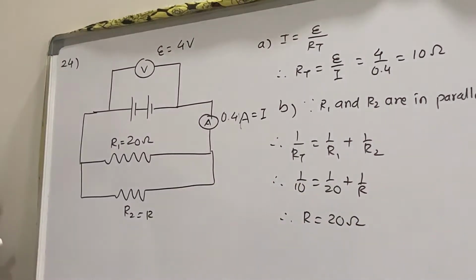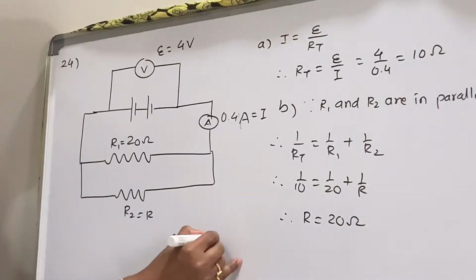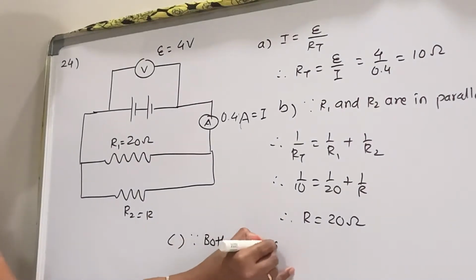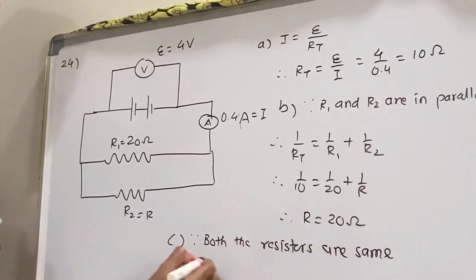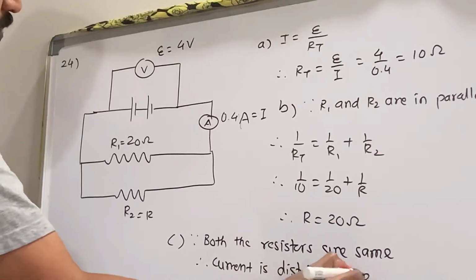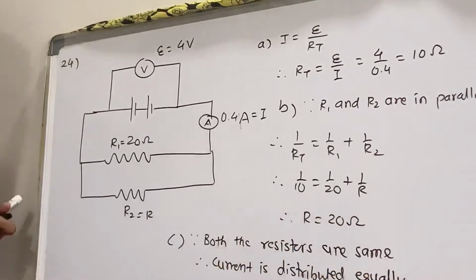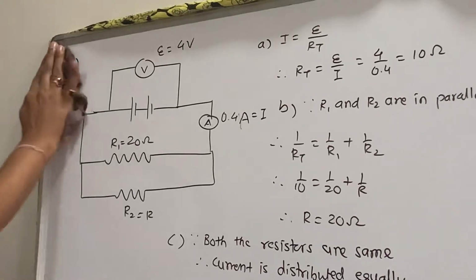Now what they want here is the current through R. So in the C part, since both the resistors are the same, therefore the current is distributed equally. So I can write therefore I1 is equal to I2 is equal to 0.2 ampere. Current through each part will be 0.2 ampere. This is very important. Check.